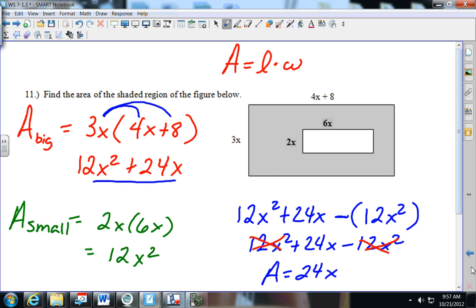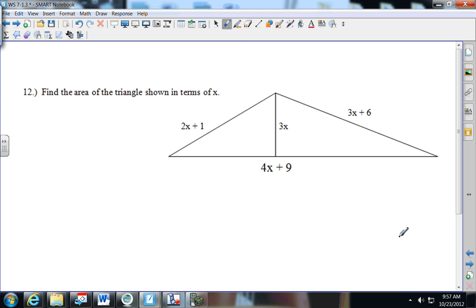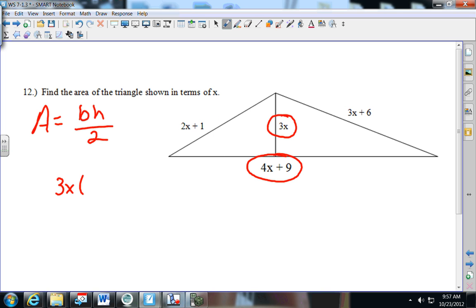The next one wants us to find the area of the triangle. The formula is base times height divided by 2. Now, what two pieces of information do we need in this one? I need the 3x and the 4x plus 9. I don't need these sides over here. Those sides I only need for the perimeter. So I'm going to take 3x times 4x plus 9, and it's all going to be divided by 2.